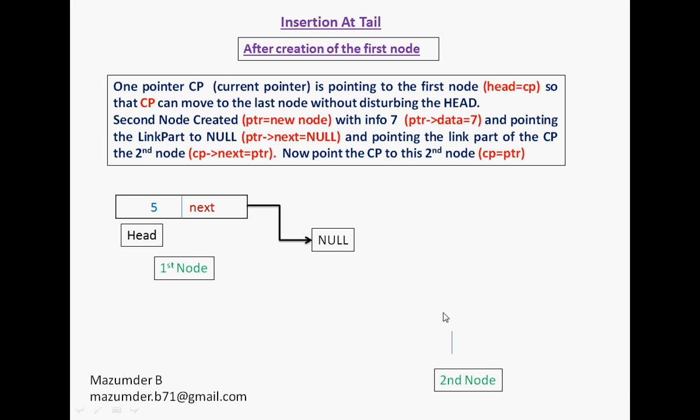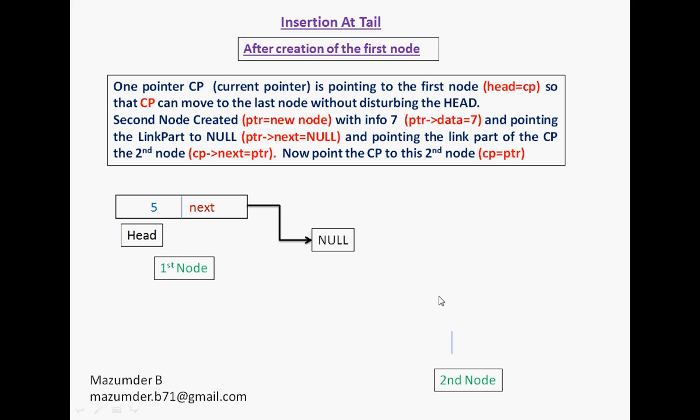Now, after creation of the first node, how will we create the second one? This is the first node with info 5. Now we will create the second node. We should remember that we should not disturb the head of the linked list. If we want to do any operation, we should use another pointer like cp, current pointer, that I am using in this presentation. We will not disturb the head. We will use the cp.